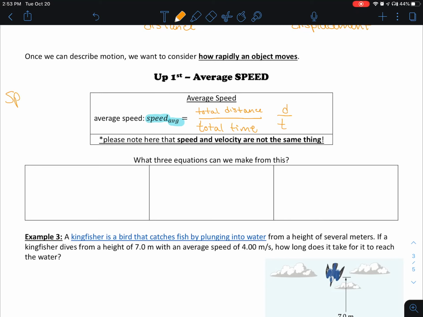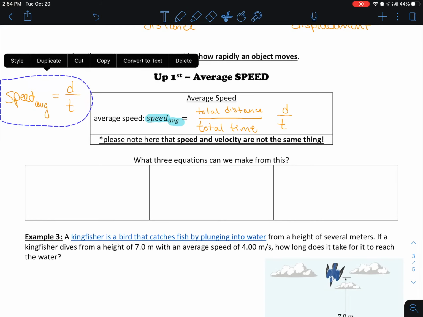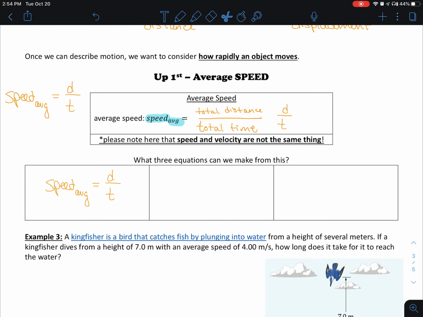If we know that the average speed is equal to the distance over the time, what three equations can we make from this? Well, the first equation is this equation. A good algebra student would be able to move the t to the other side by multiplying by it, so we could say time times average speed equals distance. Another good algebra student would be able to solve for t by dividing by the average speed, so we could say time is the distance divided by the average speed. That's called manipulating literal equations. You learned that back in Algebra 1. So we're just manipulating our formula.